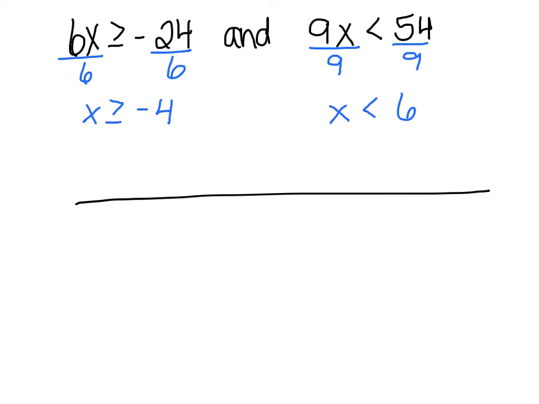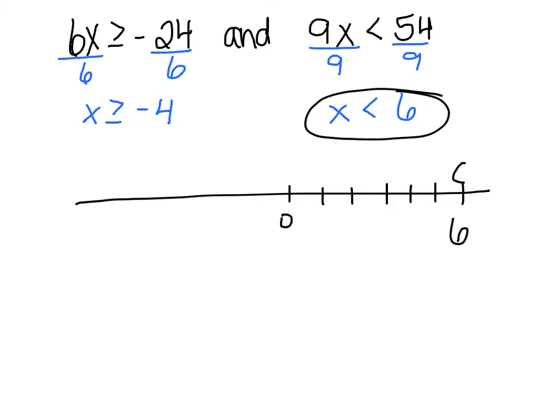Let's go ahead and draw this out. Here's 0. Here's 1, 2, 3, 4, 5, 6. And notice with this piece right here, there's no line underneath. It does not include 6. And my graph will go in this direction.